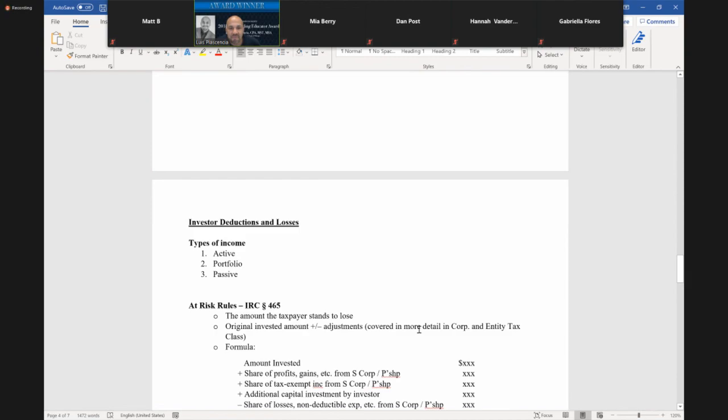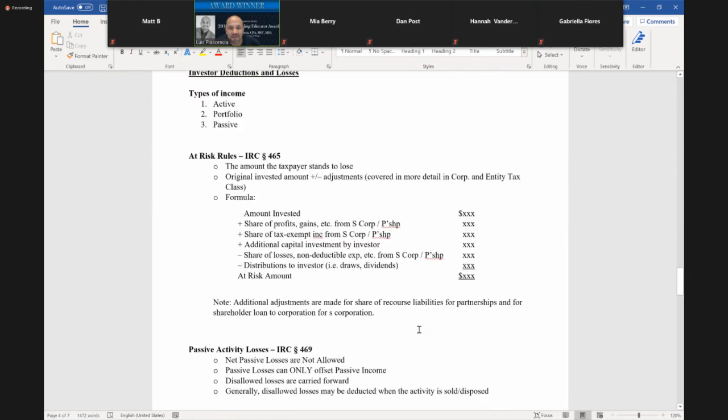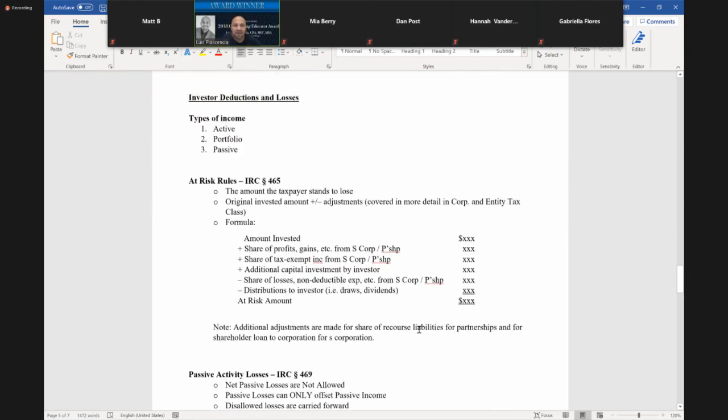Let's talk about passive activities, investor losses. This is your next chapter. Remember the three types of income. There's active income, materially participating, earned income, that's the first category. Portfolio income, investment income, dividends, and so forth. And then we have what we're covering today, passive income. Again, it started several years ago to curb tax shelters. Take a look at the article. I'll give you some more information on that.